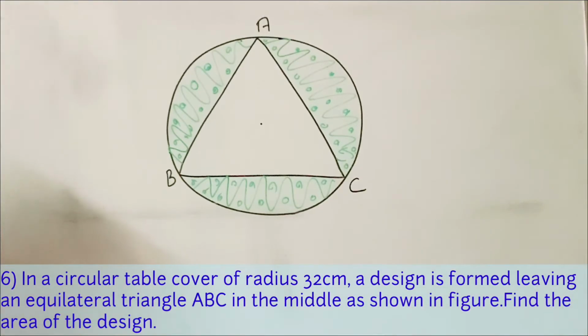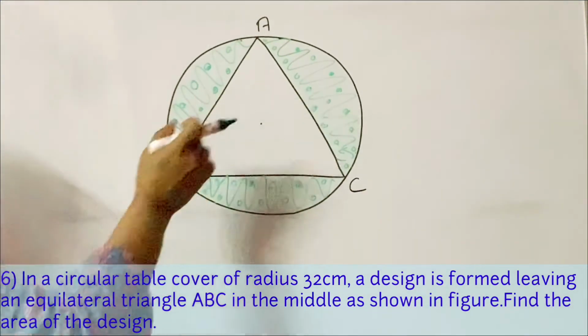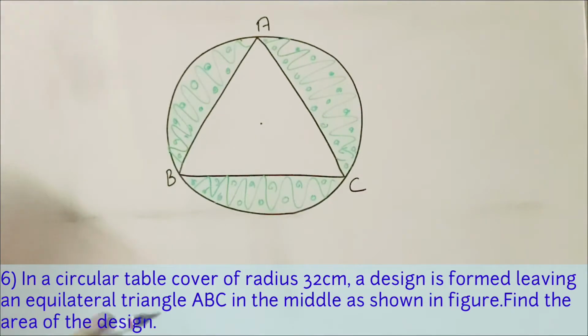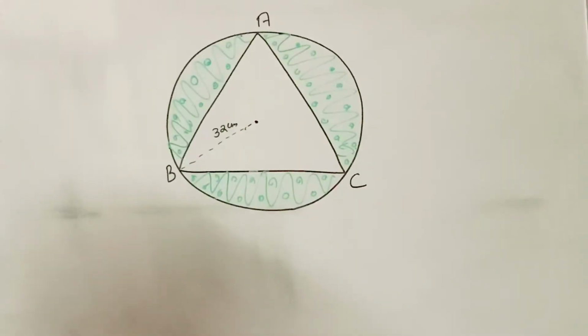Question number 6. In this question, we want to find out the area of these shaded parts. Area of the shaded part is equal to area of the circle minus area of the triangle ABC. Area of the circle is pi r square. That is 22 by 7 into 32 square. Here r is 32. That is 22,528 divided by 7 centimeter squares.